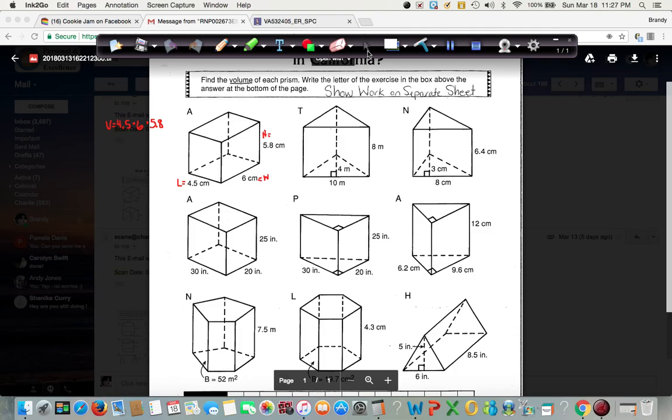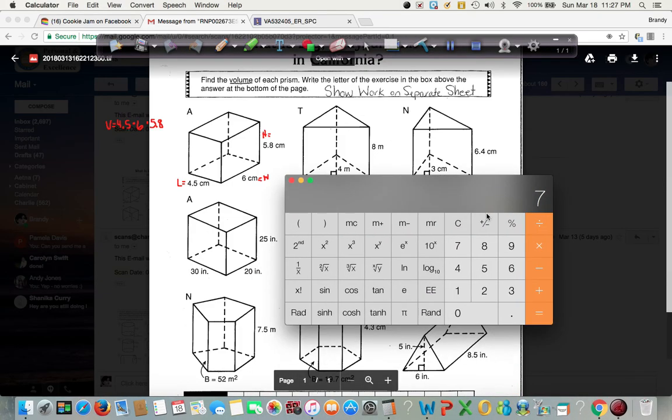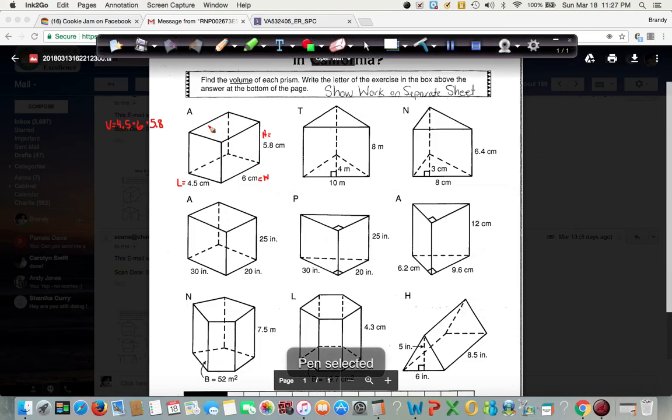So I am going to grab my handy-dandy calculator, and we're going to say 4.5 times 6 times 5.8, length times width times height. And it's 156.6. So we're going to say volume equals 156.6. See, just like that.